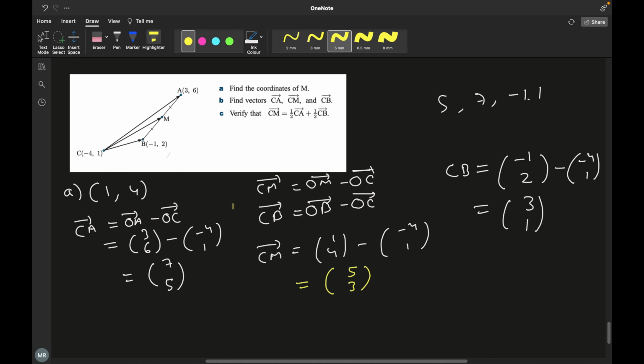This is CM. So we have to verify this. So let's take half as a common factor. Let me use a different color. So it's going to be half times CA plus CB.